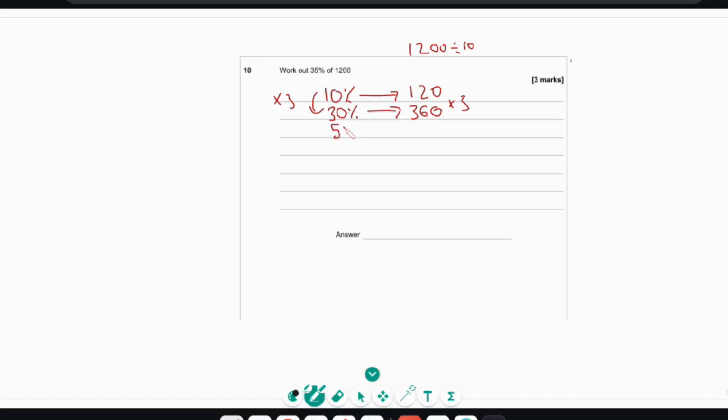Let's use our 10% to get our 5%. 5% is half of 10%. So half 180 to get 60. So this is my total for 35%. So I need to add these values together. 420.